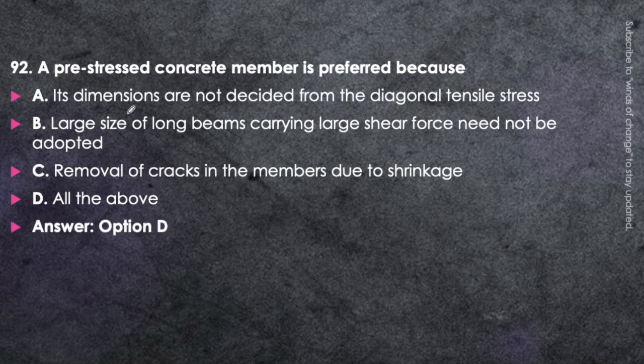First of all, its dimensions are not decided from the diagonal tensile stresses. And the larger size of the long beams carrying large shear force need not be adopted. The size of the beam is of the smaller size, and mainly the force will be taken by the pre-stress member. And the removal of cracks in the member due to shrinkage, due to pre-stressing. So these are a few of the reasons. There are various other reasons that you should know, but these are the ones which are not being discussed. That is why it is being kept in the question.